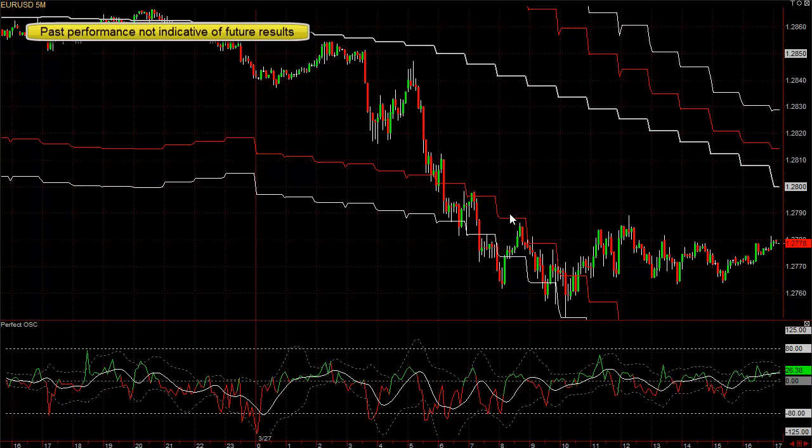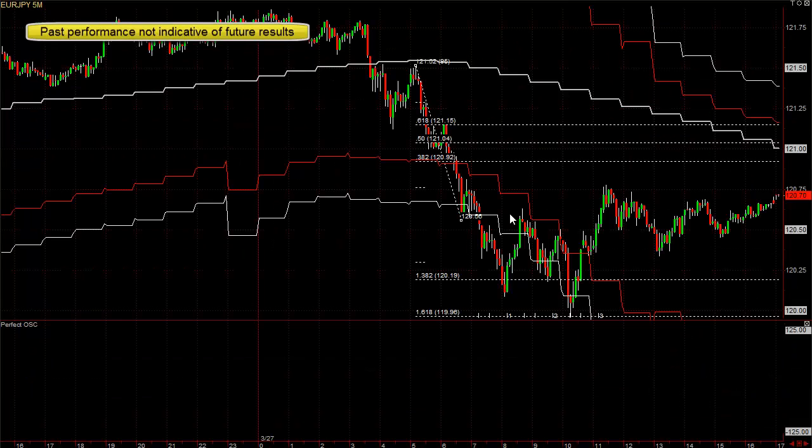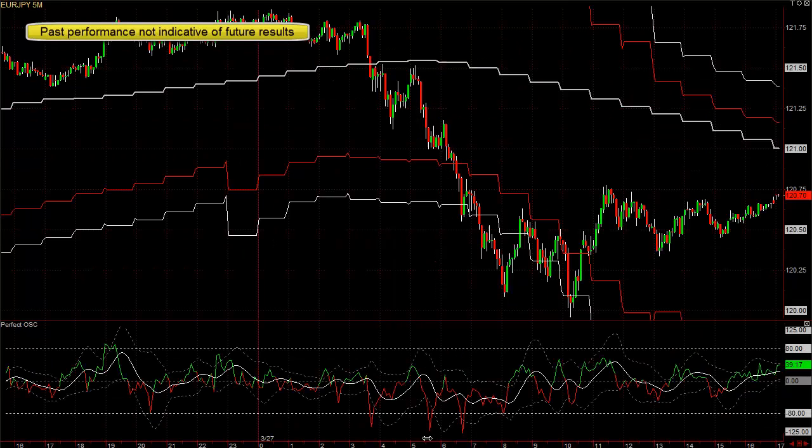Let's take a look at the Euro Yen. Remember, the Euro index was clearly showing weakness. The Yen was showing strength. When this broke from above to below the hourly right here, not a bad place to go short. Notice the extreme in the perfect oscillator. So the market, you might have got out of that trade with a small win.